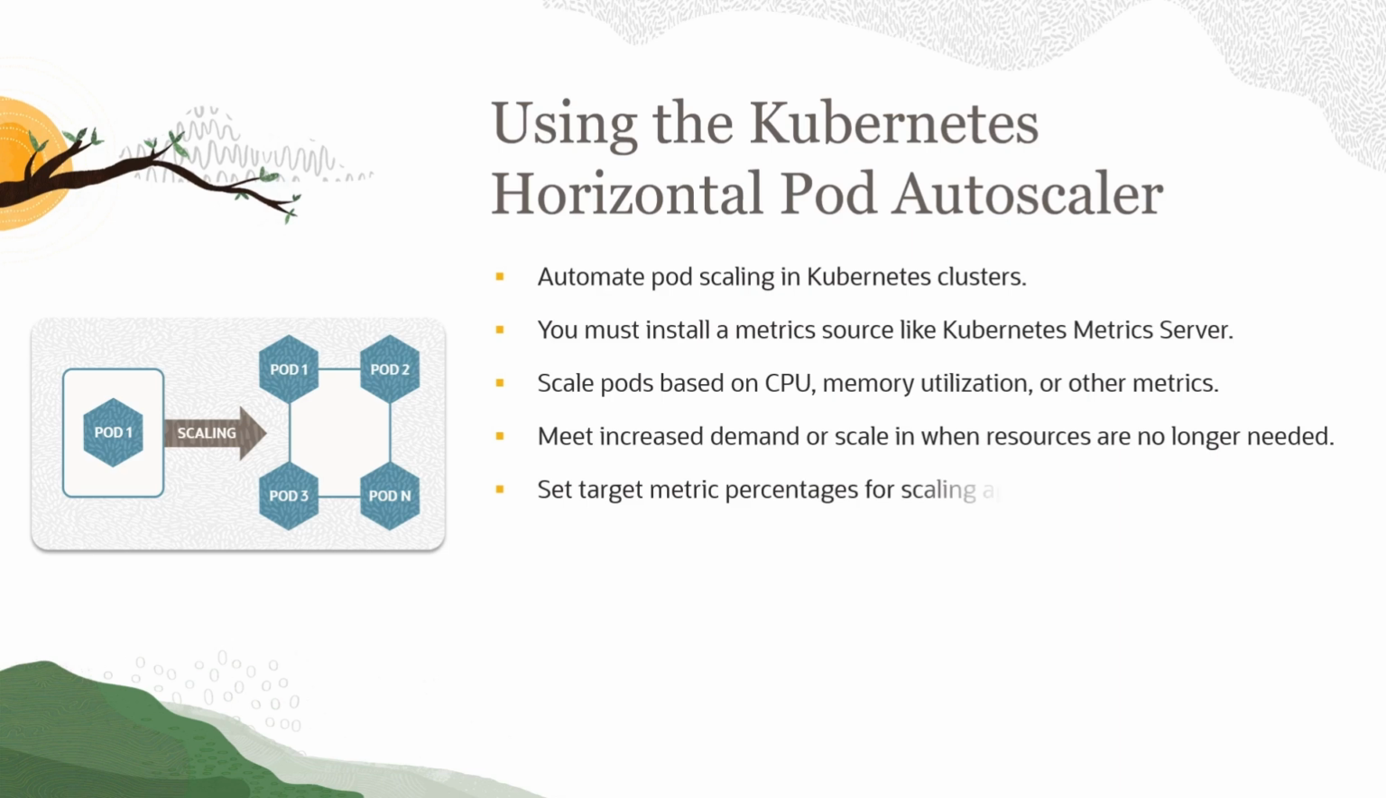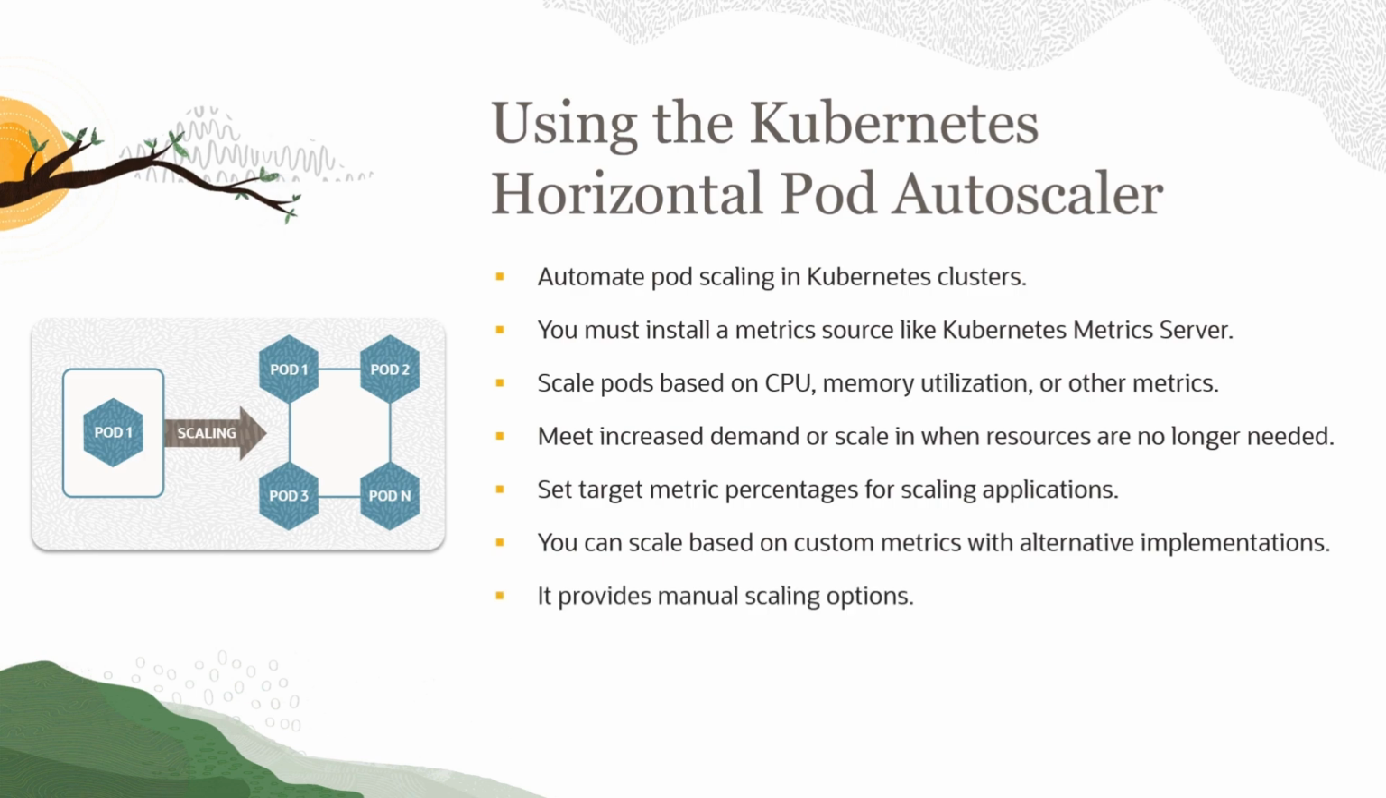Adding precision to your scaling strategy, you can set target metric percentages for the horizontal pod autoscaler to meet when scaling your applications. The flexibility doesn't end here. If your scaling needs extend beyond CPU and memory utilization, alternative implementations of the Kubernetes metrics API support scaling based on custom metrics. While the horizontal pod autoscaler brings automation, it's important to note that manual scaling options are also available. You can manually scale applications by updating manifest files without relying on the horizontal pod autoscaler.